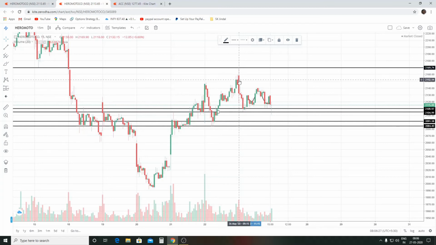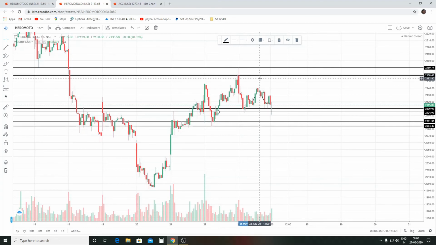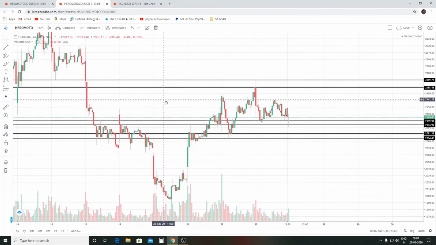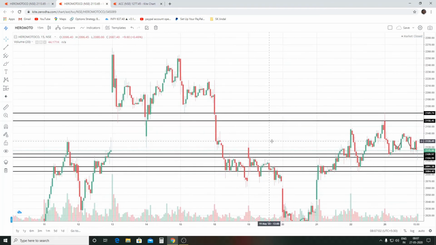Either you can draw a horizontal line over here, or at the open of this red candle. But drawing it over here would make this zone too big, around 20 points, and I don't prefer having such a big zone, so I'll draw a horizontal line over here. So this has become around a 10 point zone. So this is all about drawing support and resistance.